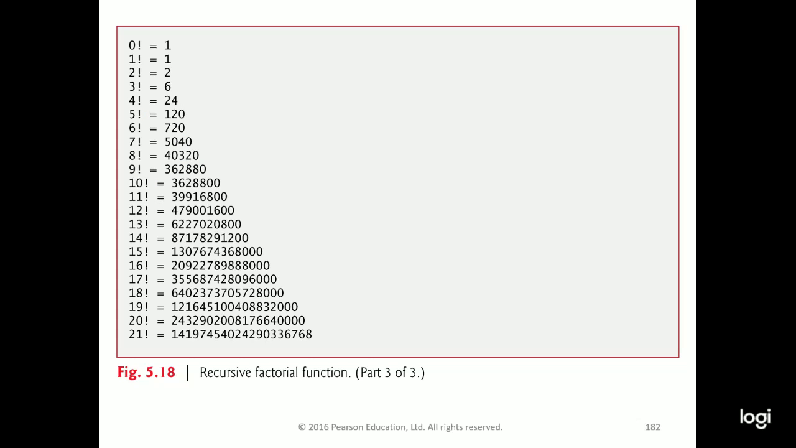Okay, and then here's the result. So here's the sample output. 0 factorial is 1, 1 factorial is 1, 2 factorial is 2, 3 factorial is 6, and then you keep going. Notice that beyond a certain point your numbers start to increase very quickly until you get to 21, where it becomes really large.